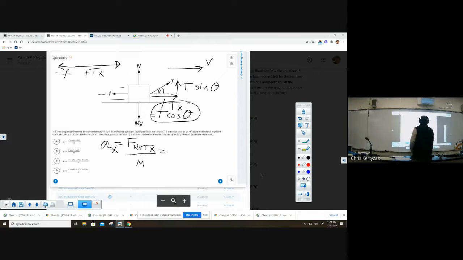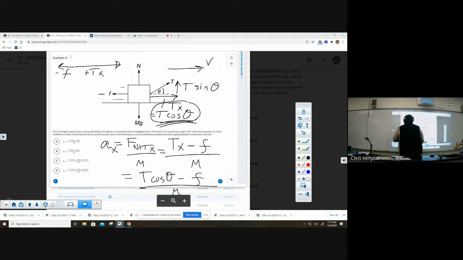So technically I would have Tx minus F divided by m. But there's an expression for Tx, it's T cos theta minus F divided by m. Now just based on that, I see T cos theta. That makes this one out because this has T sine theta in it. The B is gone. The other three start with a cos theta. Just from deductive reasoning, you can conclude that B must be wrong.